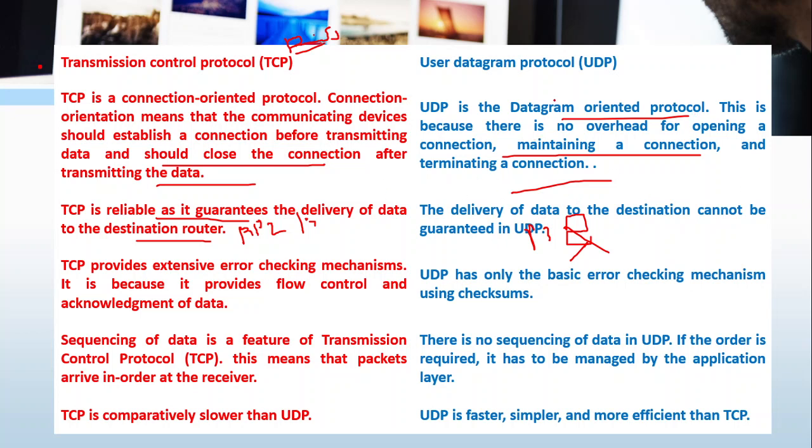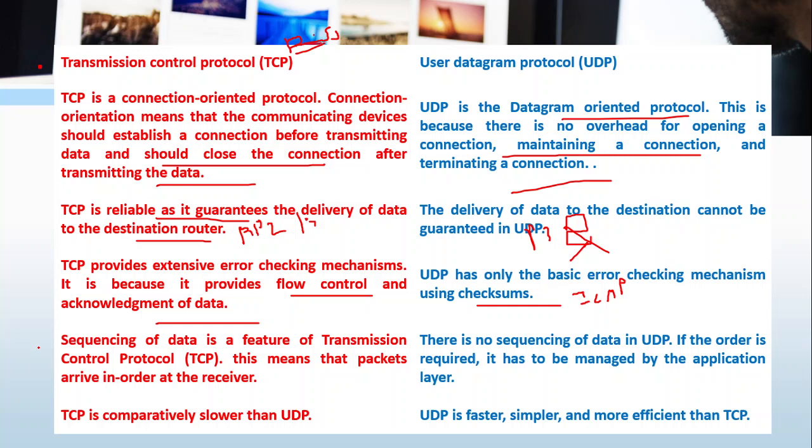TCP provides extensive error checking mechanisms because it supports flow control as well as acknowledgement of data. But UDP has only a basic error checking mechanism using checksums. If you want to look at error checking completely, it may go deeper into ICMP and so on.